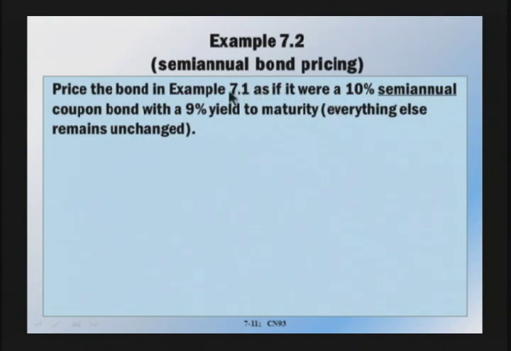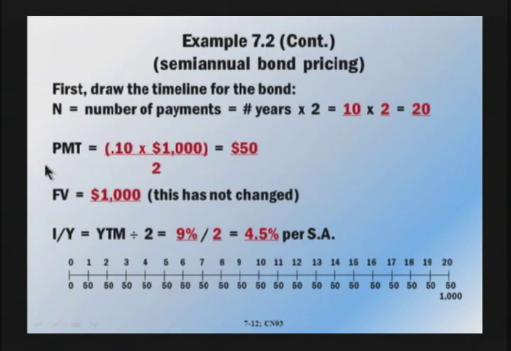And remember, the yield to maturity is like an APR, so we'll have to cut that 9% discount rate in half to get the semi-annual discount rate. So to draw the timeline for this bond, we've got to know how many payments there are. The bond has 10 years until maturity. Being semi-annual, it makes 2 coupon payments per year, so it will make 20 payments. So N, the number of payments, is 20 for this bond. It's also the number of semi-annual periods until that bond pays its $1,000 par value.